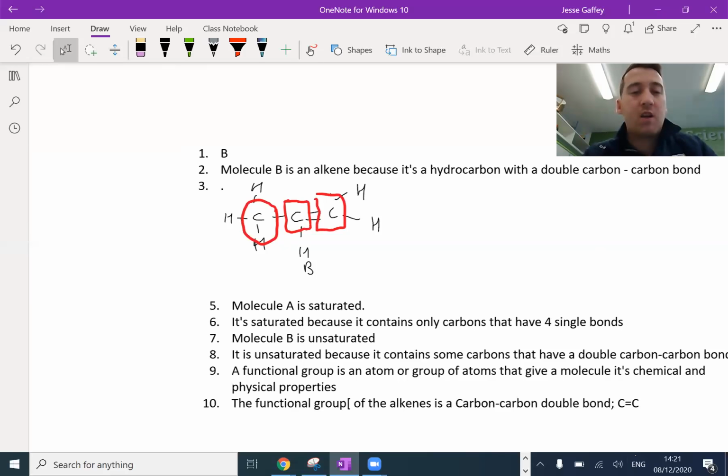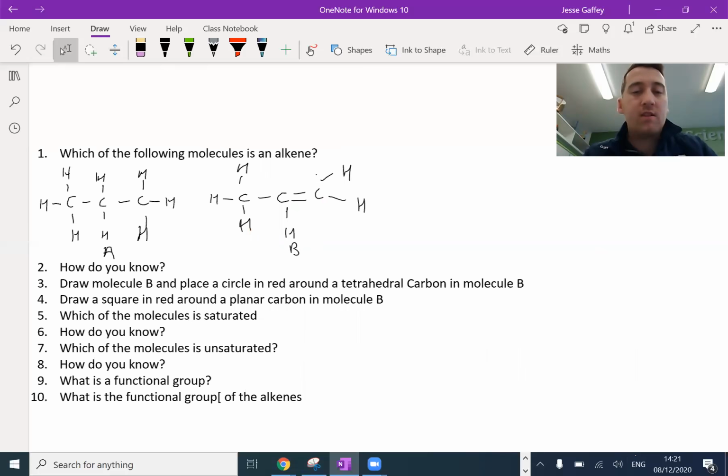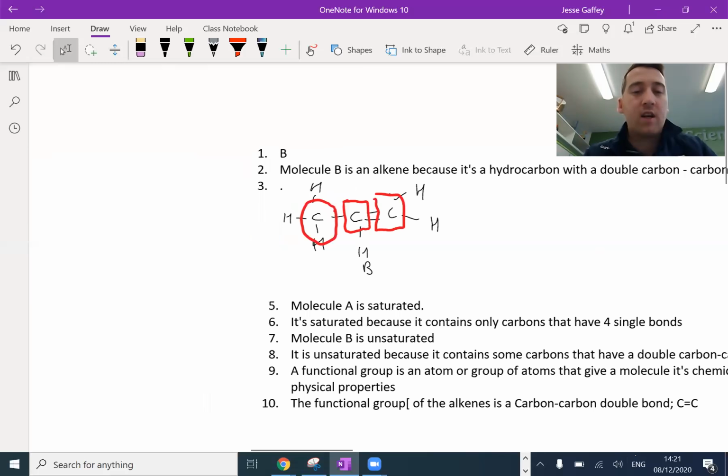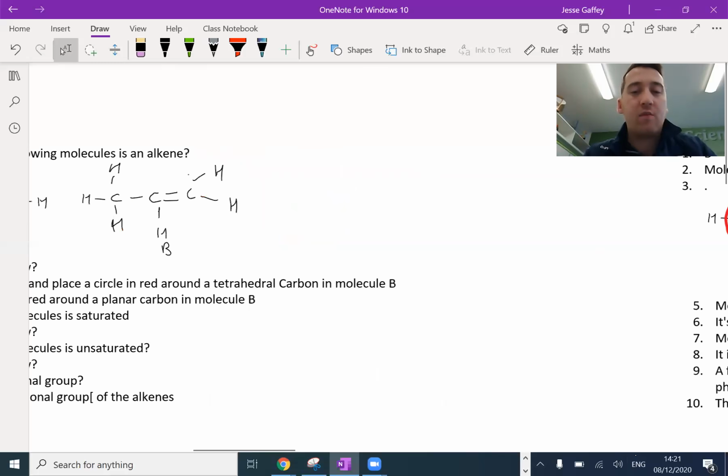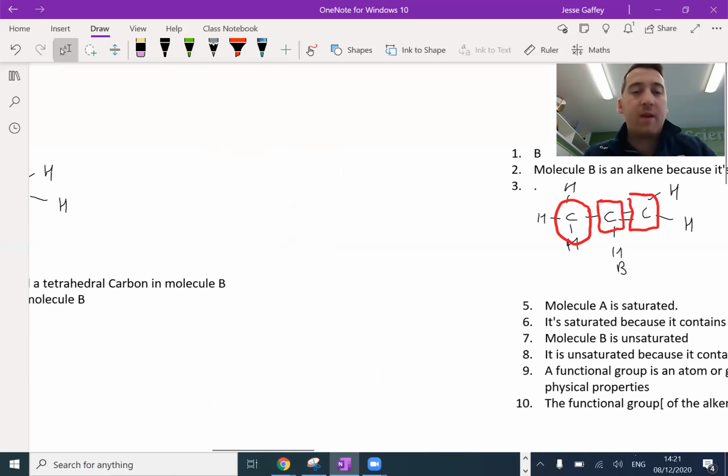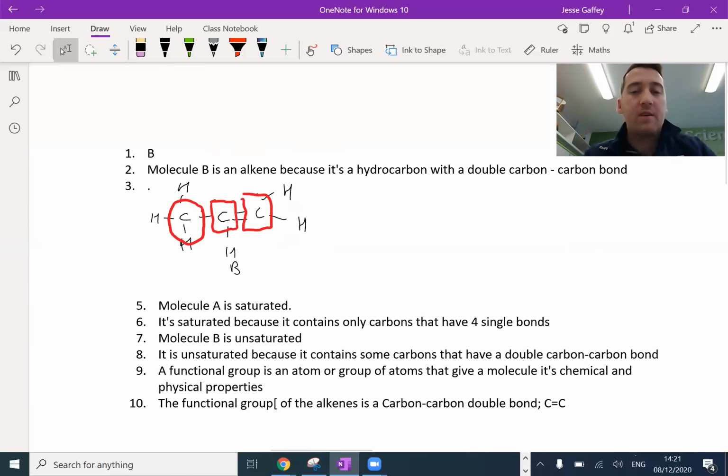Then it said which of the molecules is saturated. That would be A. Well done if you got that right. And then explain, how do you know? Well, it is saturated because it contains only carbons that have 4 single bonds. So there's no double bond, only carbons with single bonds. That's why A is saturated. Which molecule is unsaturated? That would be molecule B. And how do you know? Well, it's unsaturated because it contains some carbons that have a double carbon-carbon bond.